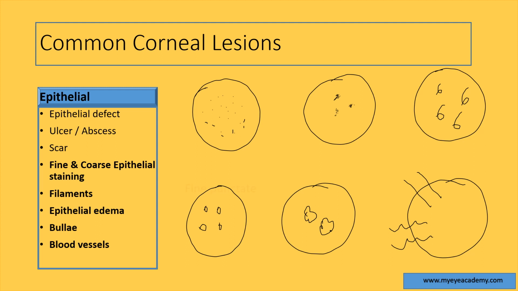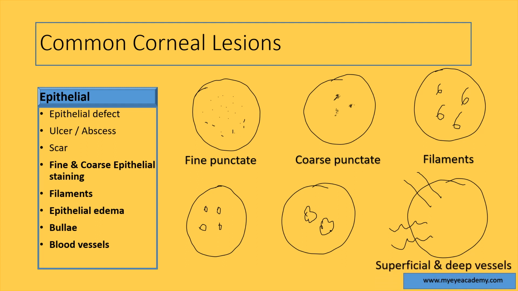Next is the fine punctate lesions, just the dots. A bit bigger dots is a coarse punctate staining. Like a figure of 6, that's filaments. And then the superficial blood vessels are wavy and the deep blood vessels are straight, because the deep blood vessels are straight on the cornea and superficial ones are wavy. Then epithelial bullae like small flowers, and small little circles, more than one, is epithelial edema.